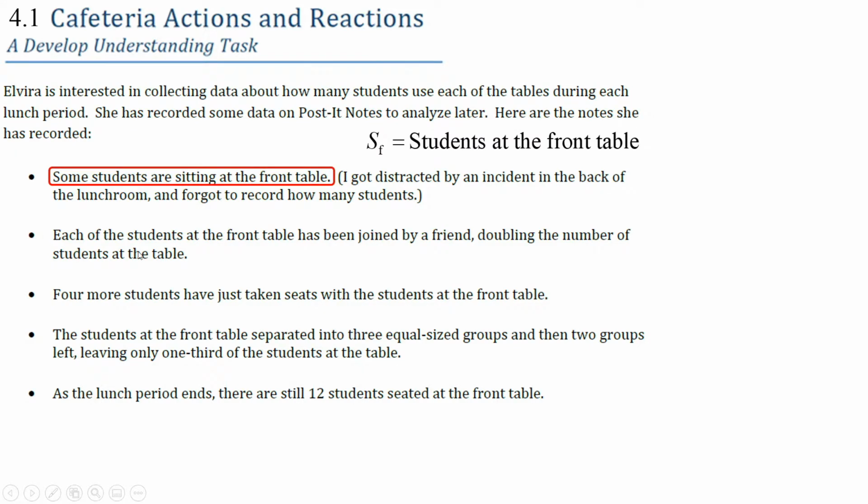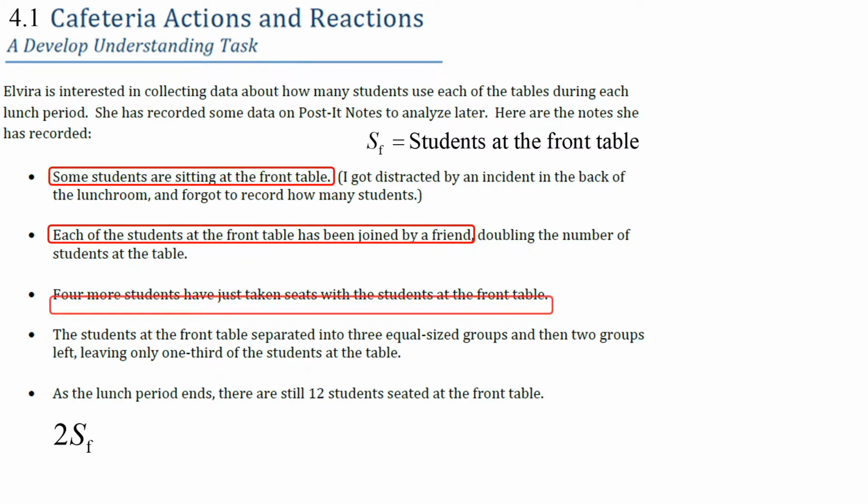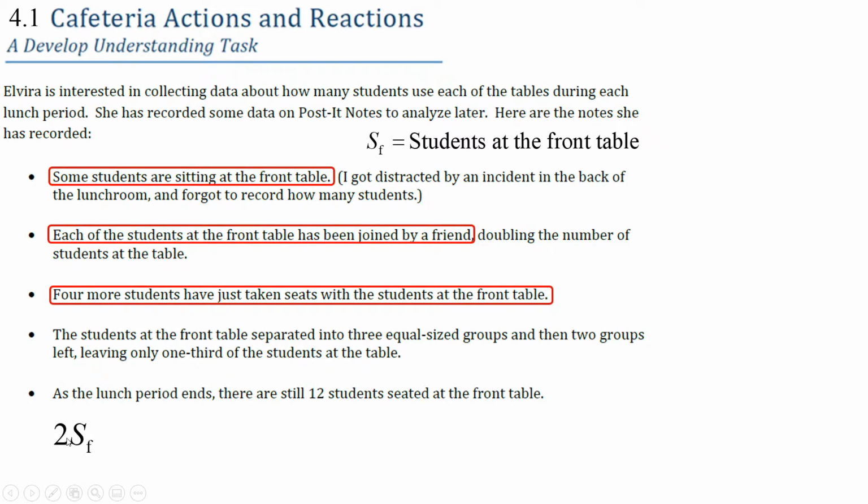So let's go to the second note and see if we can add something. Each of the students at the front table has been joined by a friend, doubling the number of students at the front table. So if the number of students at the front table were S sub F, to double that, what would Elvira do? Multiply by 2. Okay, let's go to note 3. 4 more students have just taken seats with the students at the front table. So let's take that 2 times S sub F and add 4.